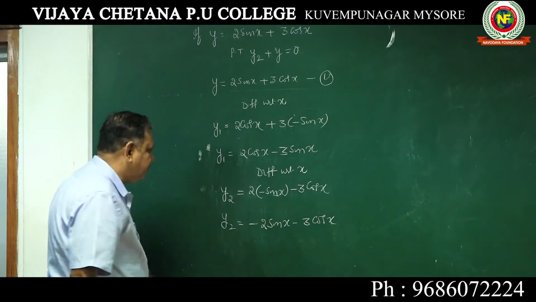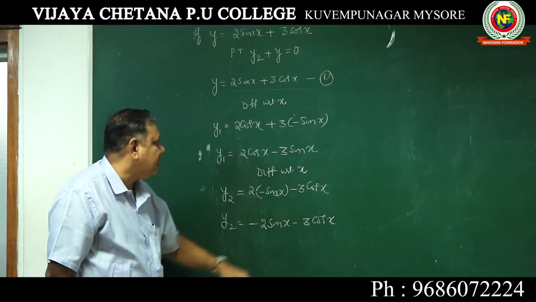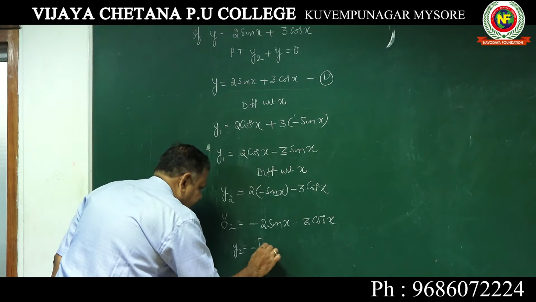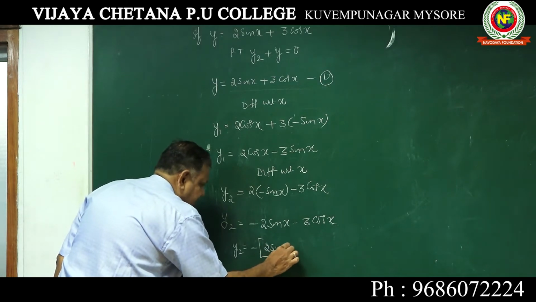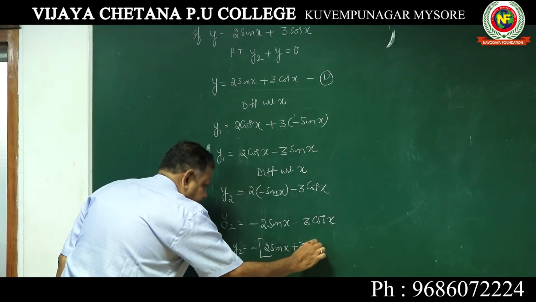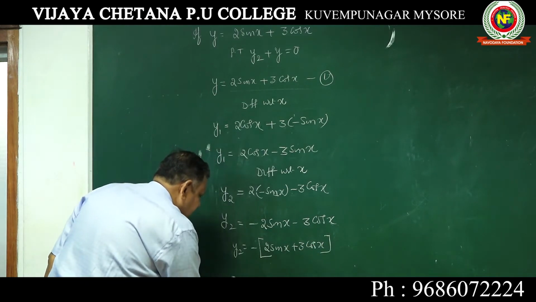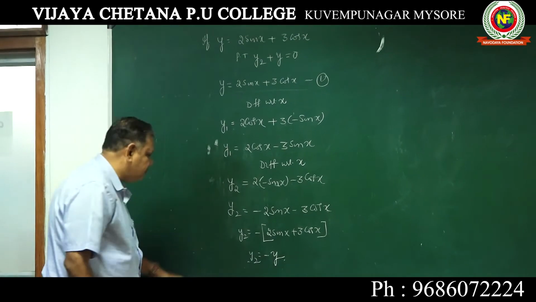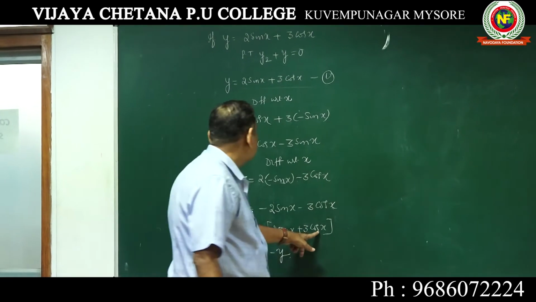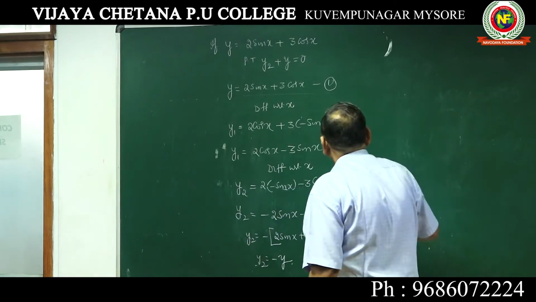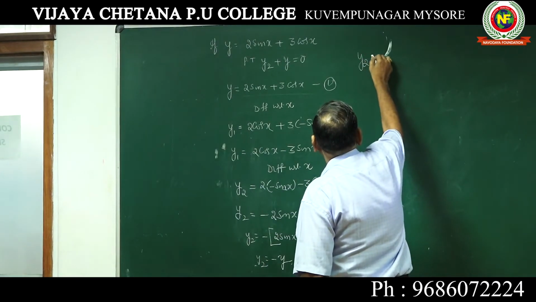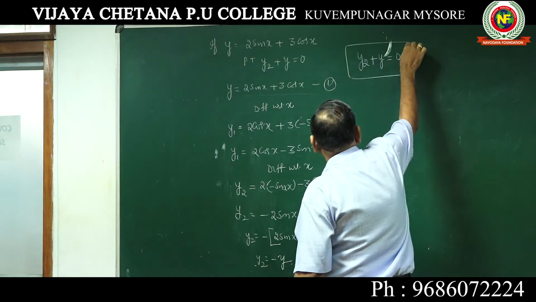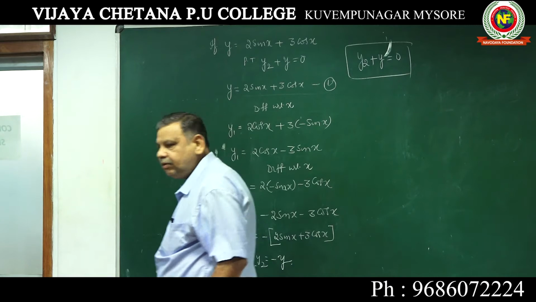See here, I simplified minus 2 sin x minus 3 cos x. Now take the minus outside, and you get 2 sin x plus 3 cos x. So y2 is equal to minus y. Shift this y this side: y2 plus y is equal to 0. That is the answer.